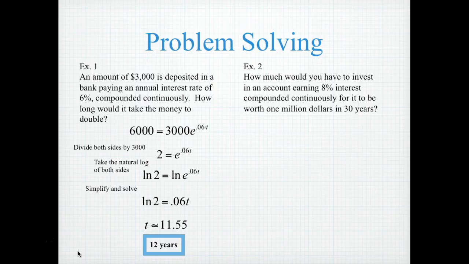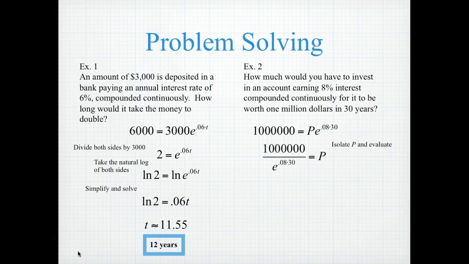Finally, how much money would you have to invest in an account earning 8% interest compounded continuously for it to be worth $1 million in 30 years? So here we know we want to end up with $1 million. We're trying to figure out how much money we want to start with. So 1 million is equal to P times e to the 0.08 times 30. All we have to do is isolate P and evaluate.